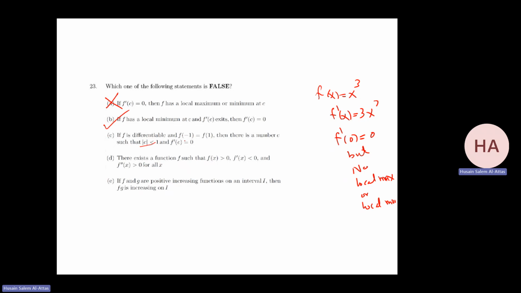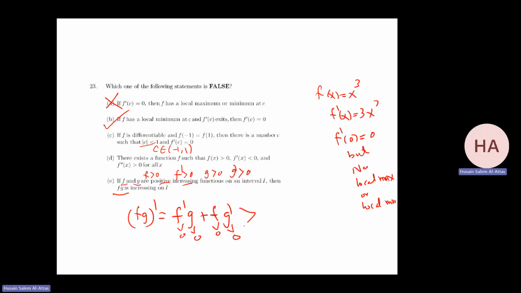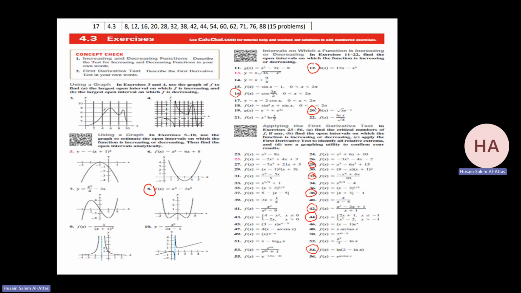There's a number c between in this interval. Yeah, all of these are positive and increasing, f and g. Positive means f is positive. Increasing means f prime is positive, g is positive, and g prime is positive. What will happen to f times g? I check the derivative of f g. That will be f prime g plus f g prime. I need all of these conditions. This is positive, this is positive, this is positive, this is positive. So all of this is positive, so it's increasing. Yeah, this is the last one.